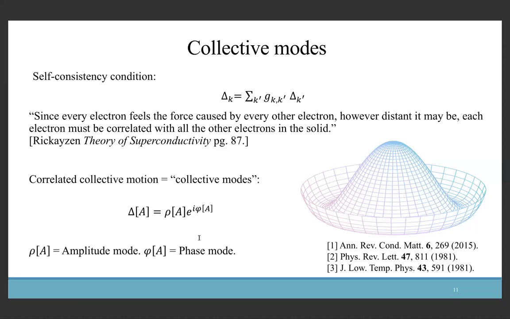So in the context of superfluids, phi of A is known as the Anderson-Bogolubov mode, rho of A is known as the Schmid mode. And when you add long-range interactions, the Coulomb interaction, for example, the phase mode is gapped out, and it's known as the Carlson-Goldman mode.